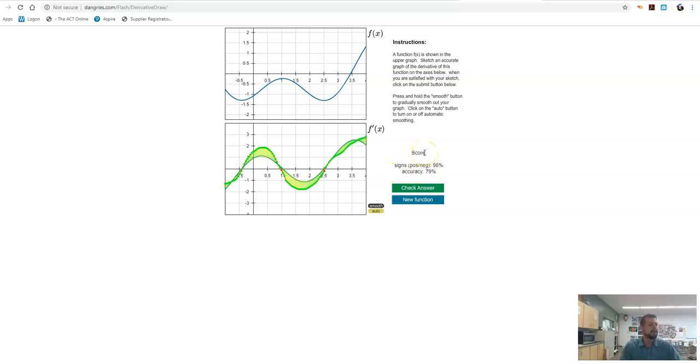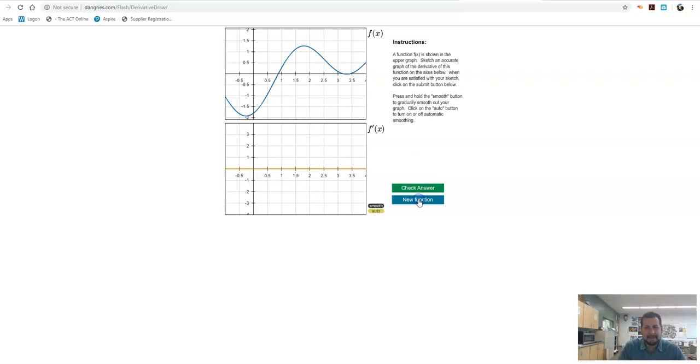Now you might be saying, okay, well, how do I do that? Well, all I do is I click new function, and it gives me a different function. This isn't the same function, so I can't just try and repeat over and over, because every time I want a new function, I can just hit new, and it will give me a new function to look at. And so that's your homework, and the more times you do it, the more you'll realize how far you need to pull your graph above or below the x-axis when you draw your derivative.